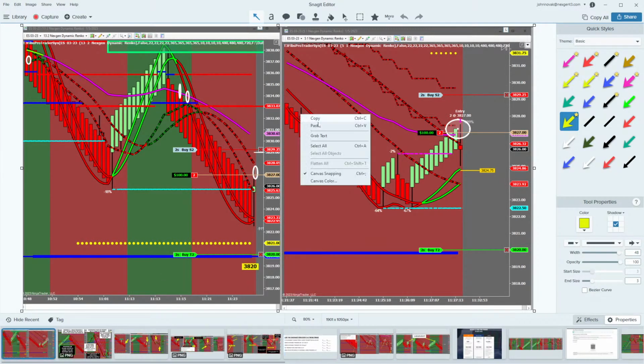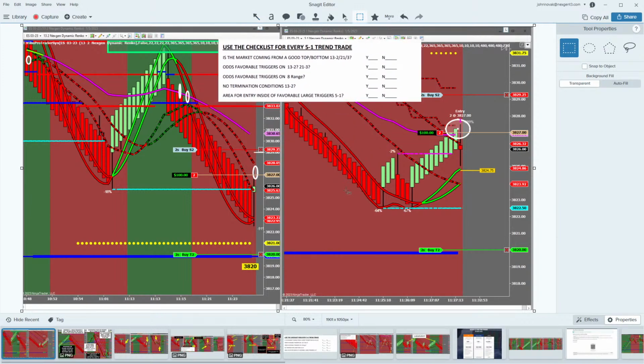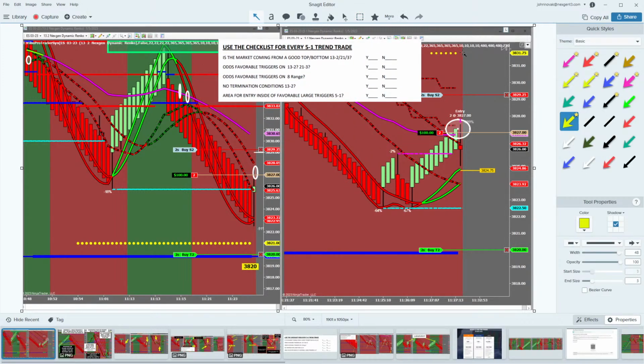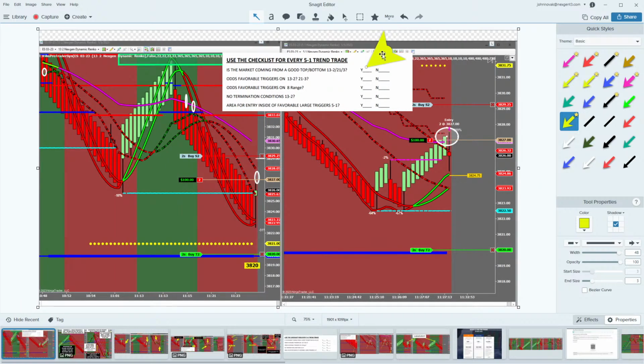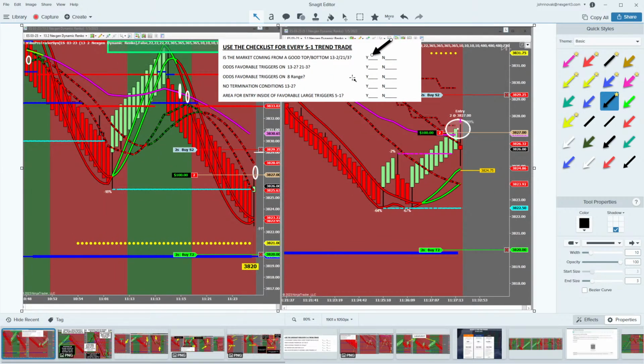So we'll copy, paste the checklist on there. So, is the market coming from a good top or bottom? That's awful. Here, let's use that one. Yes. Do we have odds favorable triggers on our larger charts? Yes. The 8 range triggers are strong, I'll just tell you. No termination conditions. Did we get in at an area inside of the large triggers? Yes.